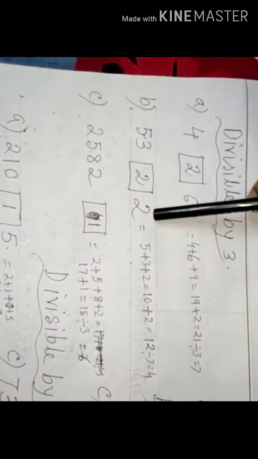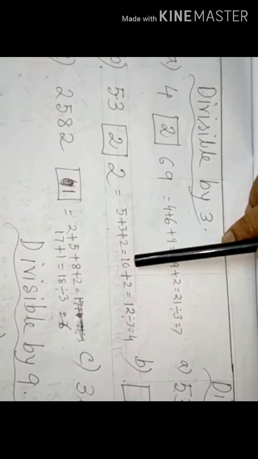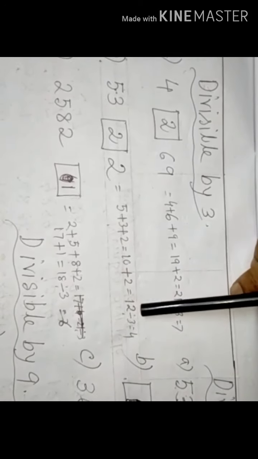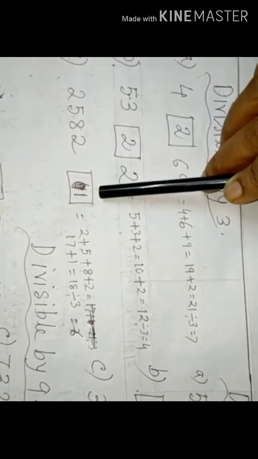5, 3, box, 2. 5 plus 3 plus 2 is 10. 10 is not divisible by 3. 10 plus 2 is 12. 12 divided by 3 is 4. I am sorry, here the smallest number will not fit, so I put the smallest number.